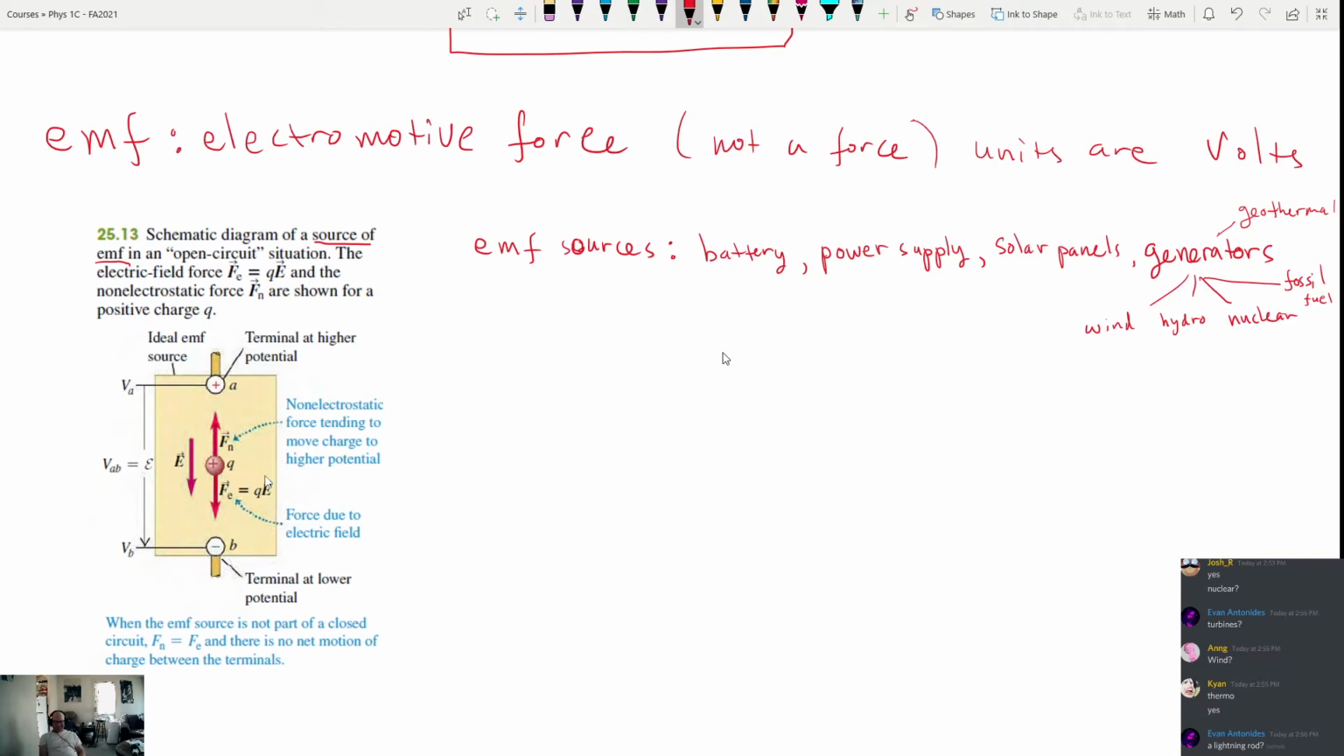Okay, so EMF source in general is what we're talking about here, and it's represented by this box here, okay? Now, the idea is that you're going to have a positive terminal over here. You're going to have a negative terminal down here. And then within the EMF source, there's going to have to be some type of non-electrostatic force that tends to move charges to a higher potential.